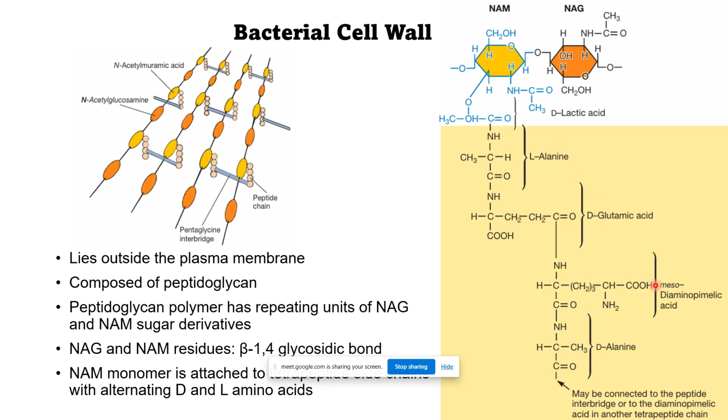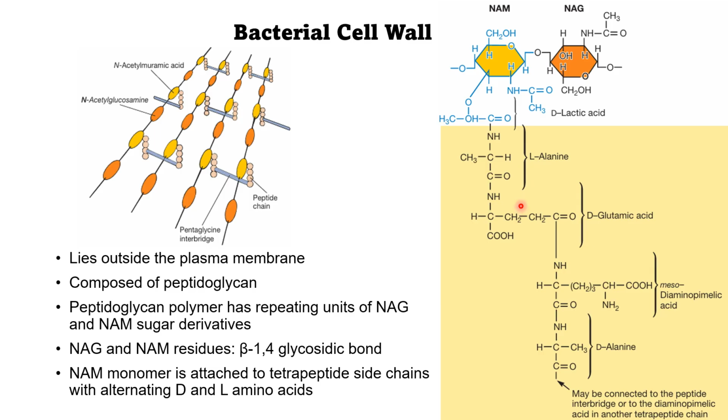L-alanine, D-glutamic acid, meso-diaminopimelic acid, and D-alanine. So these four amino acids remain bonded to the NAM monomer, or the NAM sugar unit. Okay. So the bacterial cell wall lies outside the plasma membrane. It is composed of peptidoglycan. The peptidoglycan polymer has repeating units of NAG and NAM sugar derivatives. And what is the bond present between the NAG and NAM sugar derivatives? It is the beta 1,4 glycosidic bond.